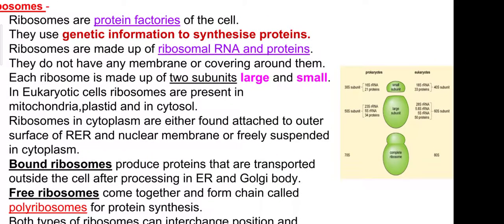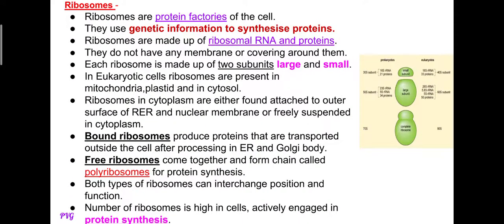Then actually these ribosomes in the cytoplasm are either found attached to the outer surface of rough endoplasmic reticulum and nuclear membrane, or sometimes they may be freely suspended in the cytoplasm. These are two types: bound ribosomes, which produce proteins that are transported outside the cell after processing in endoplasmic reticulum and Golgi bodies, and free ribosomes come together and form a chain called polyribosome for protein synthesis. Both types of ribosomes can interchange position and function, but one more important function of ribosome is that it plays an active role in protein synthesis.